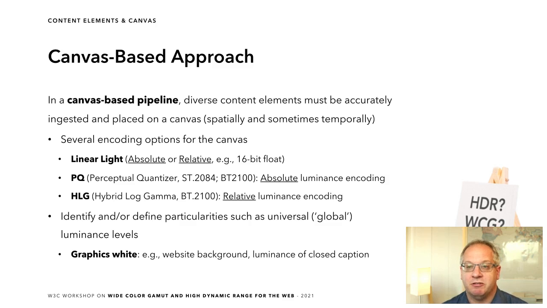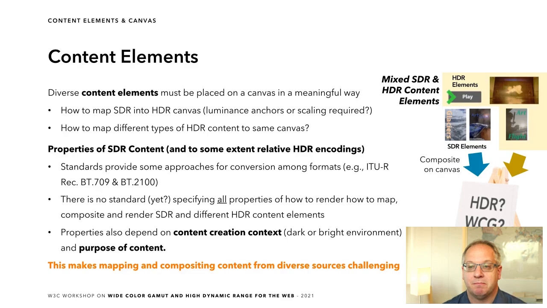An additional consideration is to identify or define particularities such as universal global luminance or signal levels that represent particularly meaningful colors. One example is graphics white, which can, for example, describe a common website background or the luminance of text used for closed captioning.